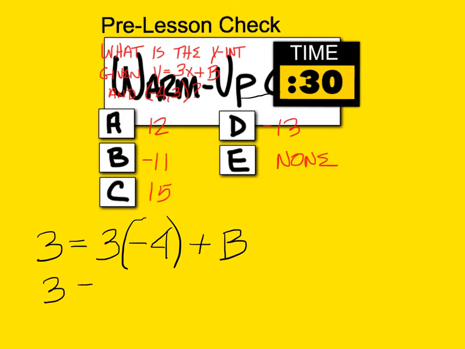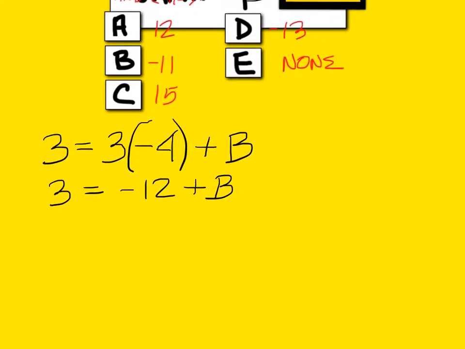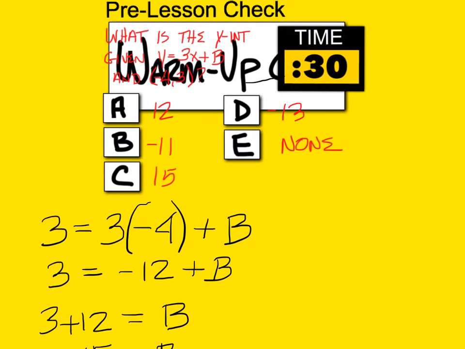So 3 equals a negative 12 plus b. And we're going to have 3 plus 12 when you move the negative 12 to the left. So that is a 15. 15 is the y-intercept, and that is C.